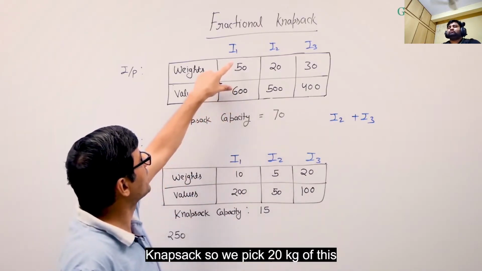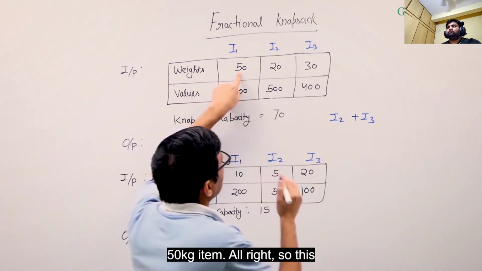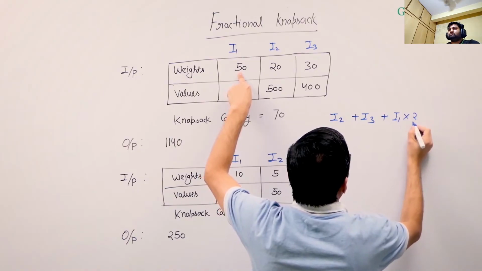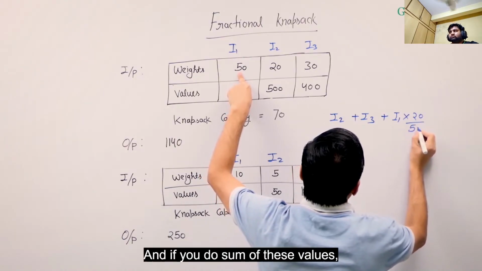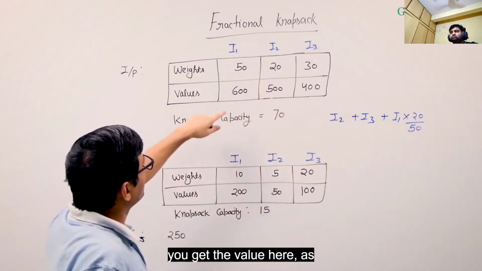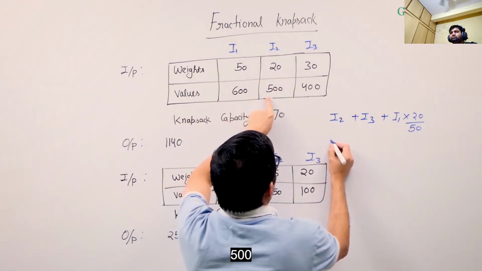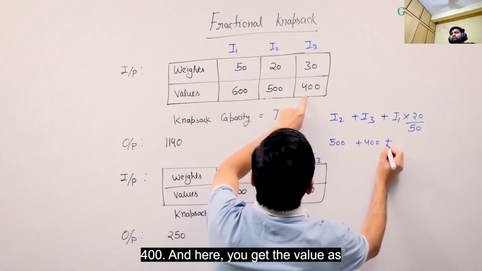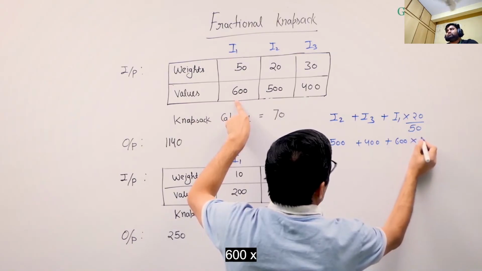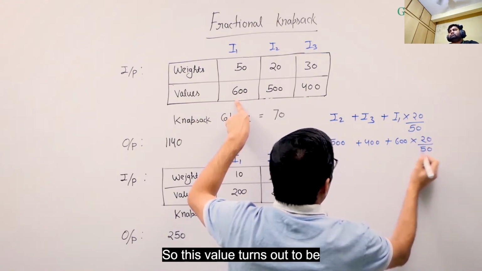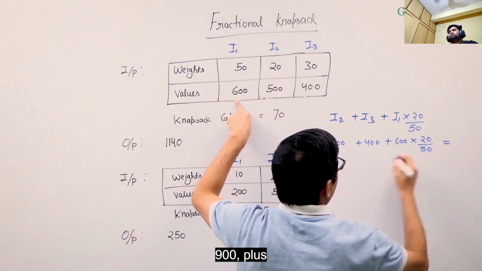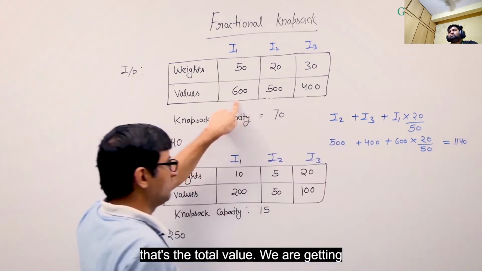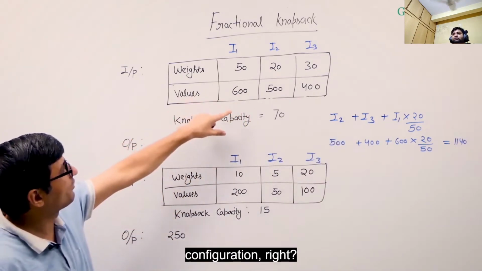So we pick 20 kg of this 50 kg item, right? So this much we pick of I1, 20 divided by 50. And if you do the sum of these values, you get the value here as 500. Here you get the value as 400. And here you get the value as 600 multiplied by 20 divided by 50. So this value turns out to be 900 plus 240, which is 1140. That's the total value we are getting here with this configuration, right?